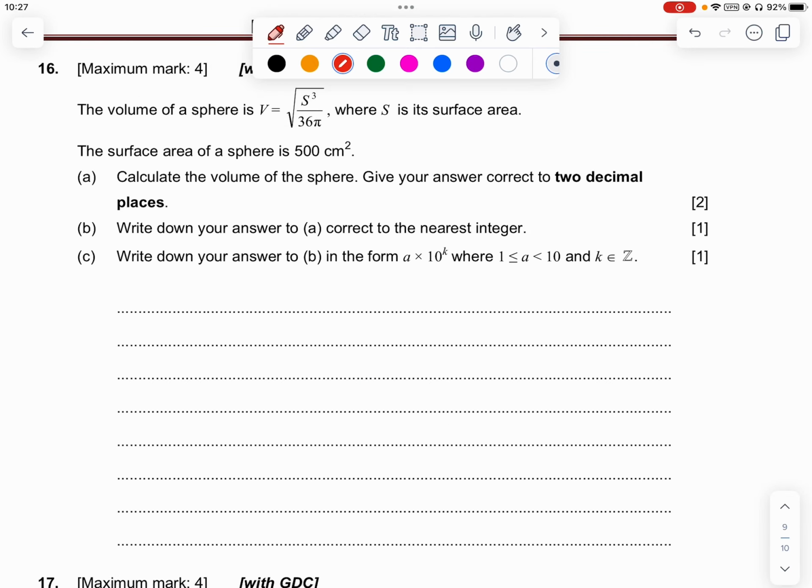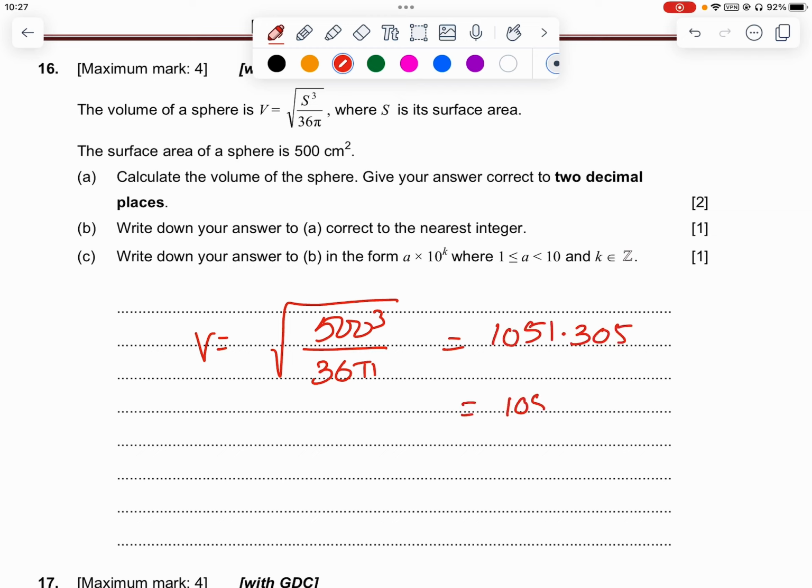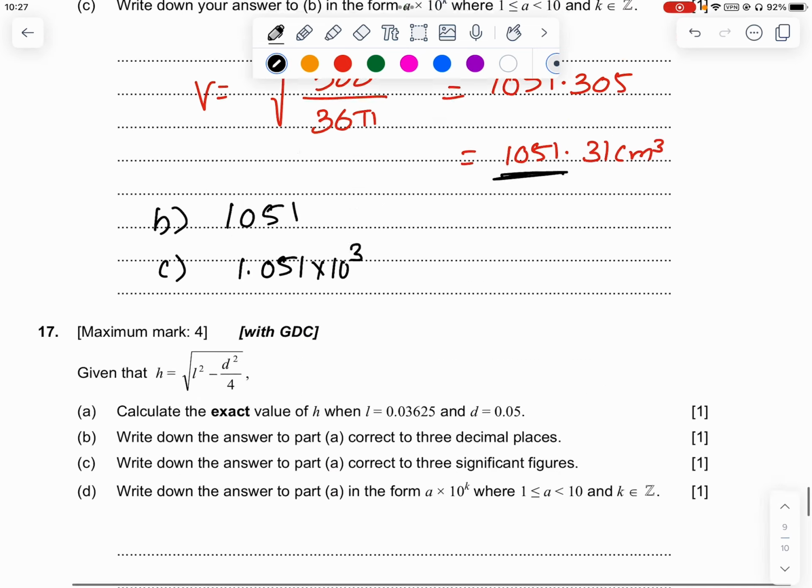Question number 16. Volume is given. Calculate the volume. So volume equals to square root of 500 cube divided by 36 pi. It's going to be 1051.305. So it becomes 1051.31 centimeter cube. Now write down your answer to the nearest integer. Nearest integer is going to be 1051. Write down your answer in standard form. 1.051 times 10 power 3.